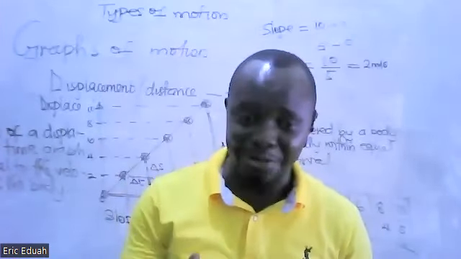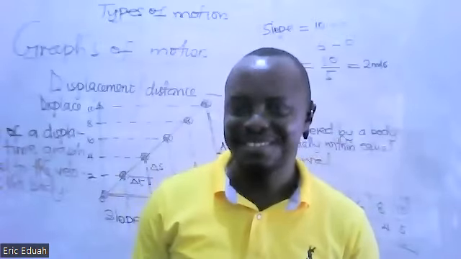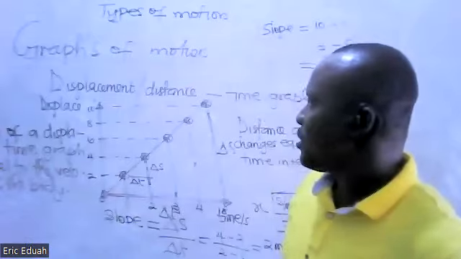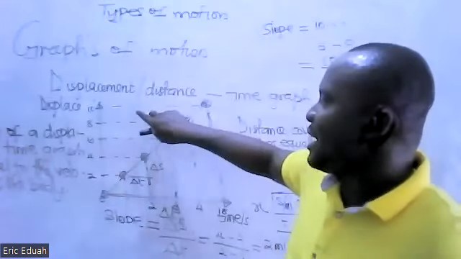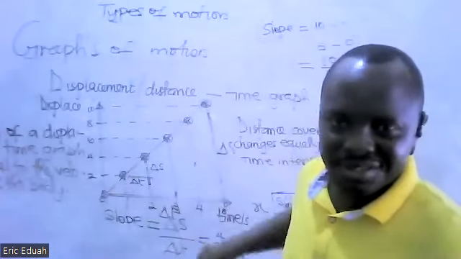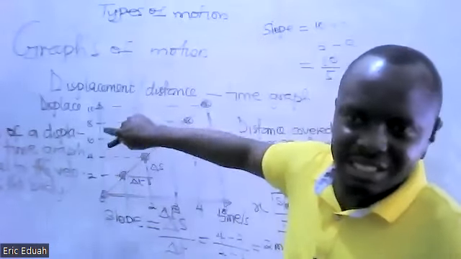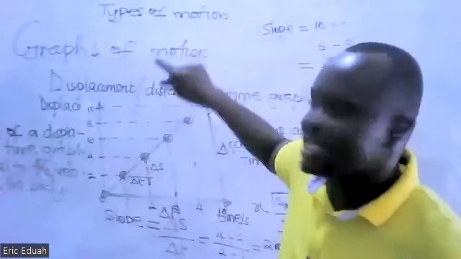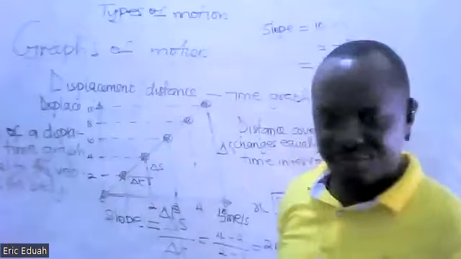Please, is this the graph for linear motion or is it displacement or time? This is a displacement time graph. We are plotting displacement of the body against the time. So this is a displacement time graph.